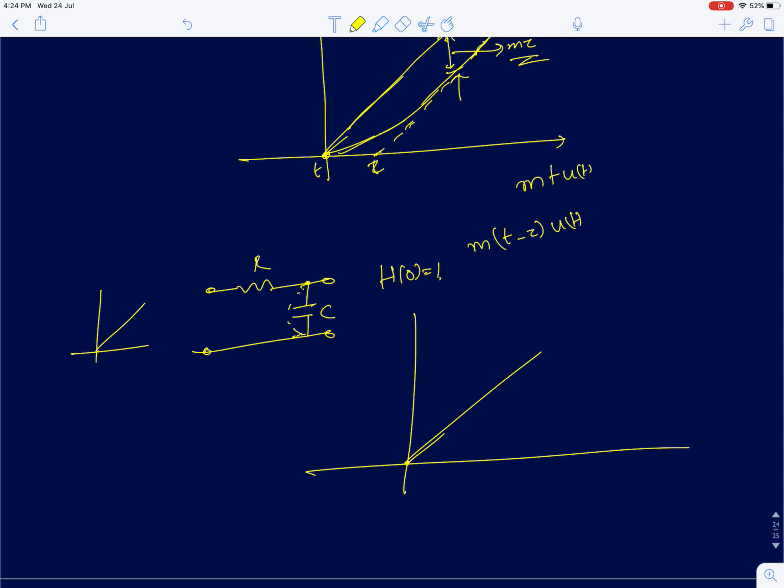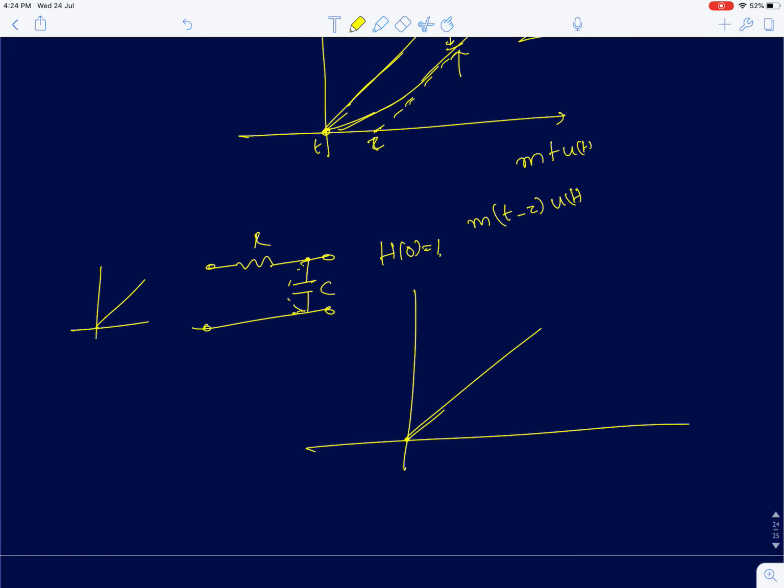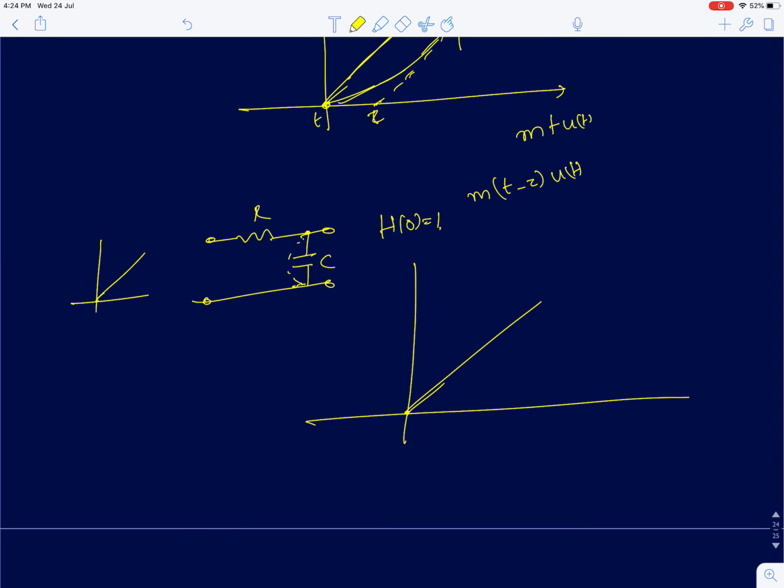Okay, but later once the input starts progressing, what would happen is that for high frequency input, the capacitor will offer very low impedance and most of the voltage will drop across the resistor, and we also discussed that it will generate a current which will be proportional to, which will be simply m into t by r into u of t. This is for very small values of t and when just the input is applied.